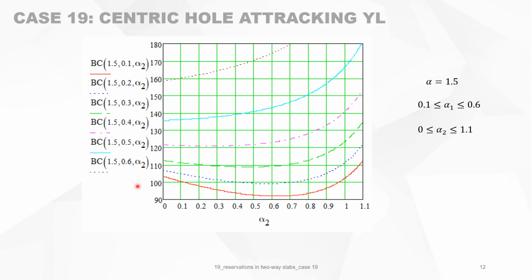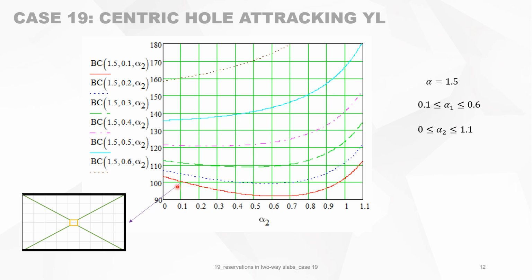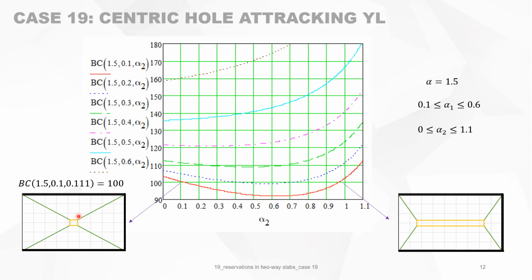The green curve is always bigger than 100%. We take one particular case, alpha is 1.5, then we take the red curve, which means that the size of alpha 1 is 0.1 times A. So there's a smallest reservation with alpha 2 ranging from 0 to 1.1. And we see on this, the bearing capacity is 100%. And on this small hole, it's 100%. Smaller than that, you will increase the bearing capacity. Bigger than that, you decrease the bearing capacity until you reach this size, and then you increase the bearing capacity again.